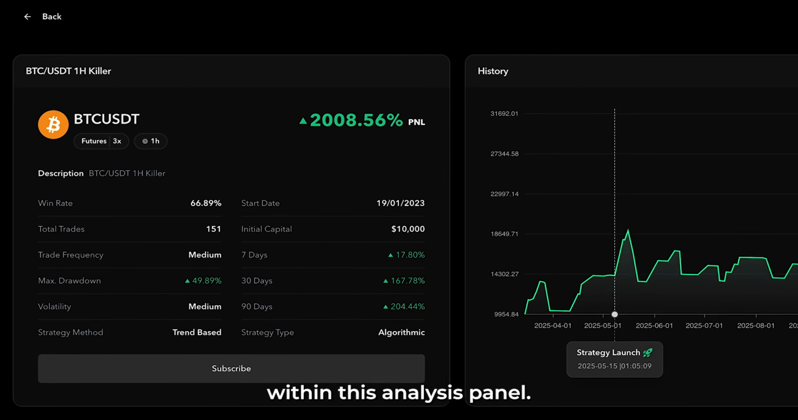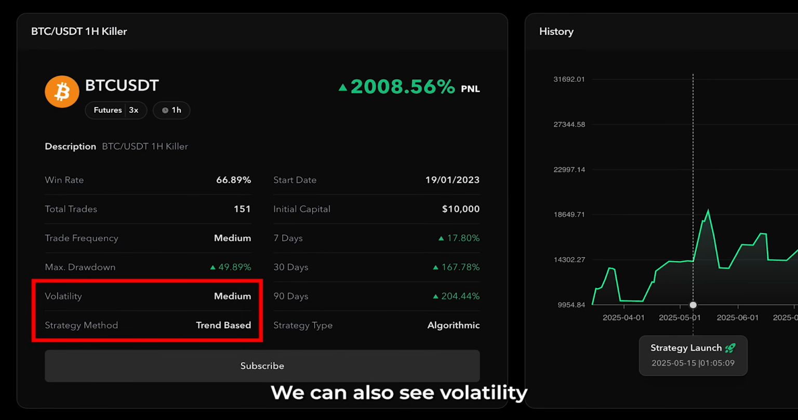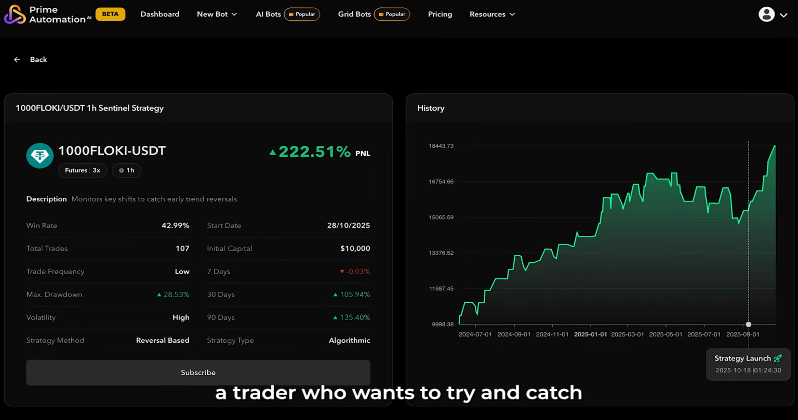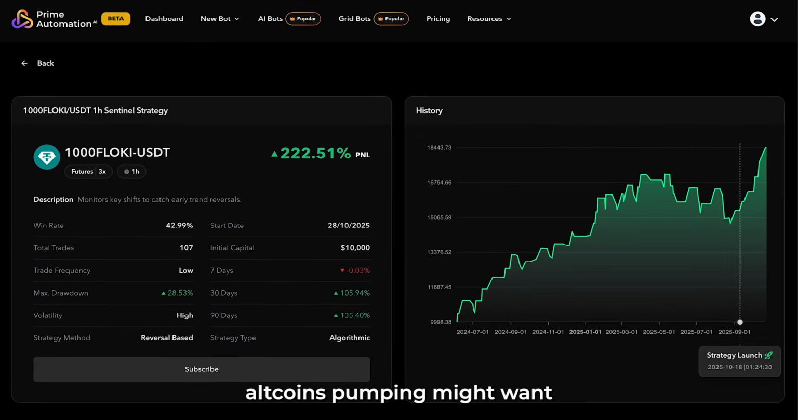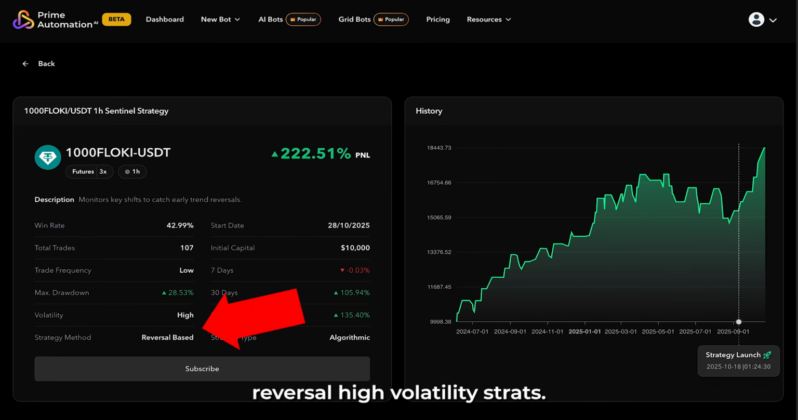Within this analysis panel, we can also see volatility and the method. A trader who wants more slow, consistent gains might want a trend-based, medium, or low volatility strategy, a set and forget style. A trader who wants to try and catch altcoins pumping might want reversal, high volatility strats.